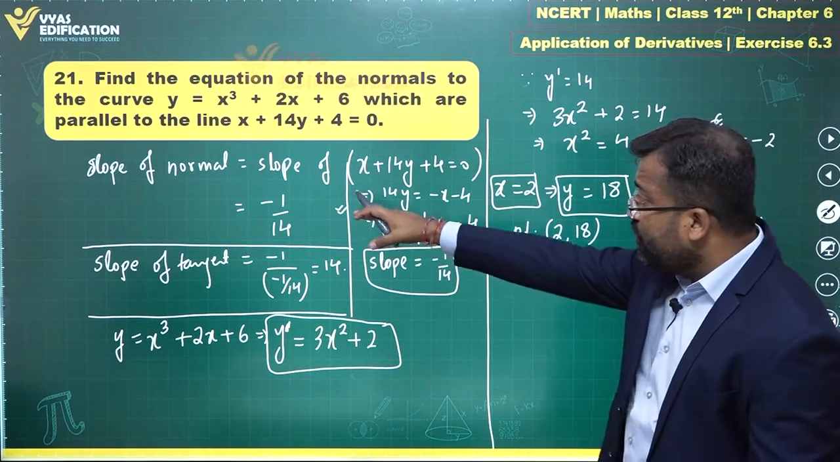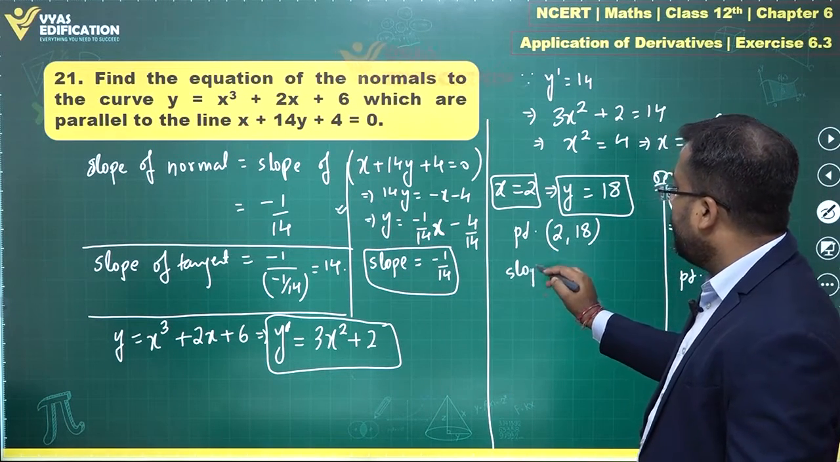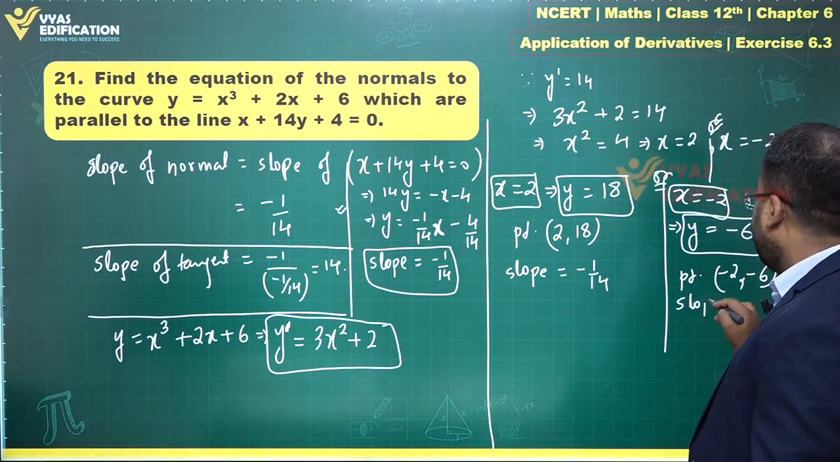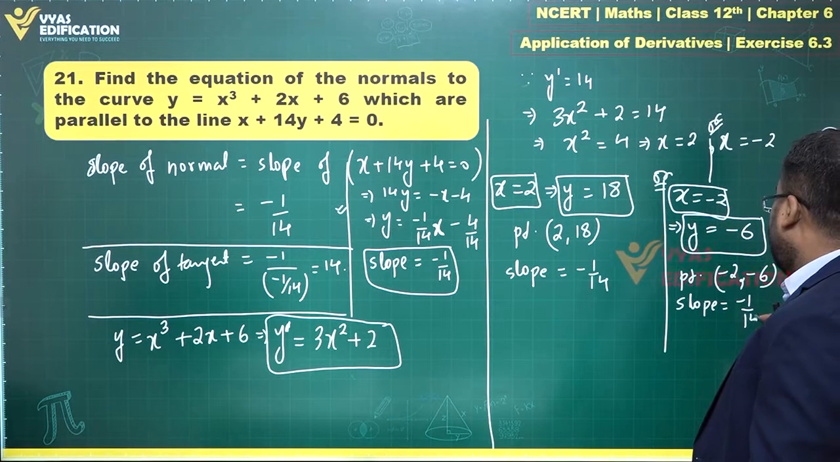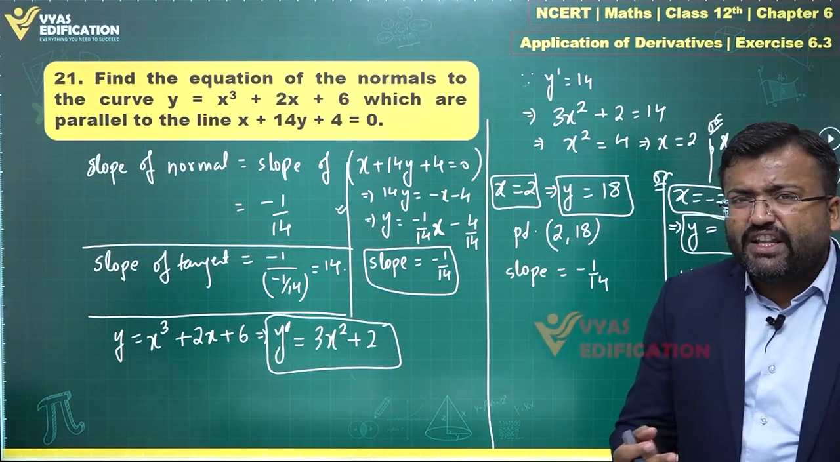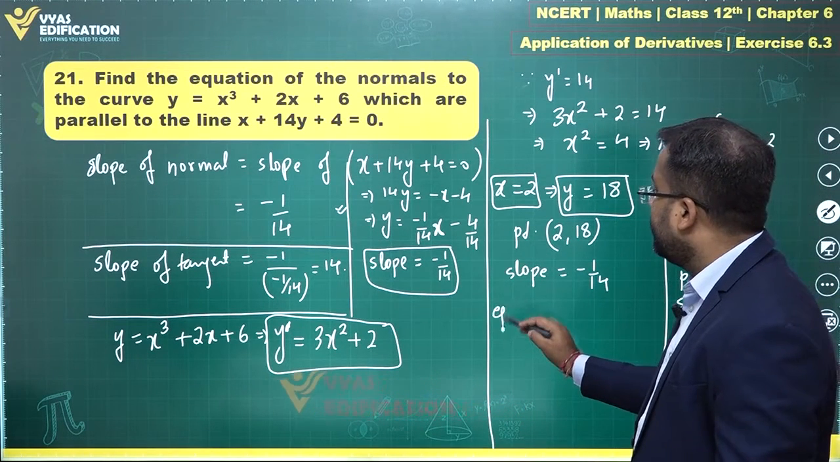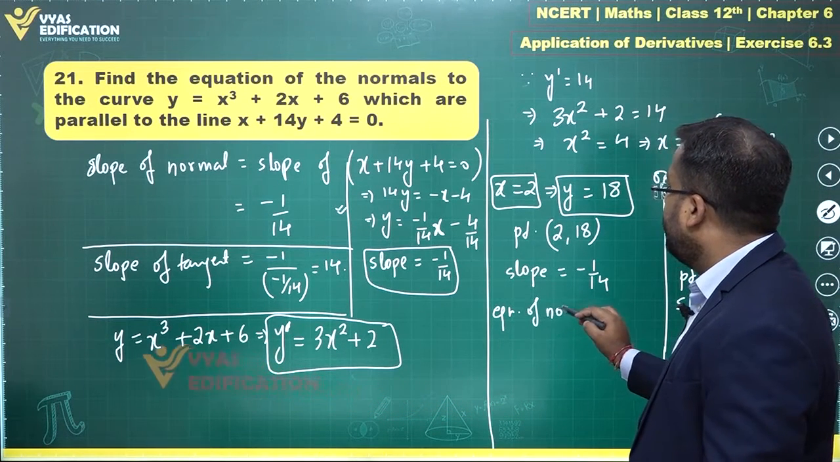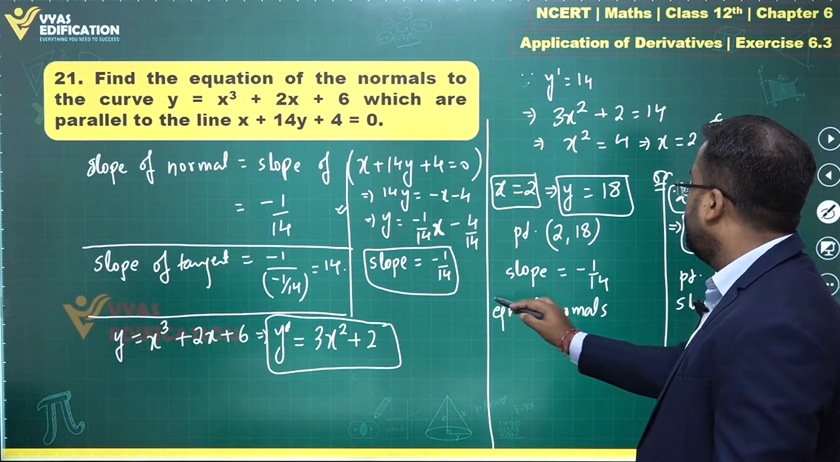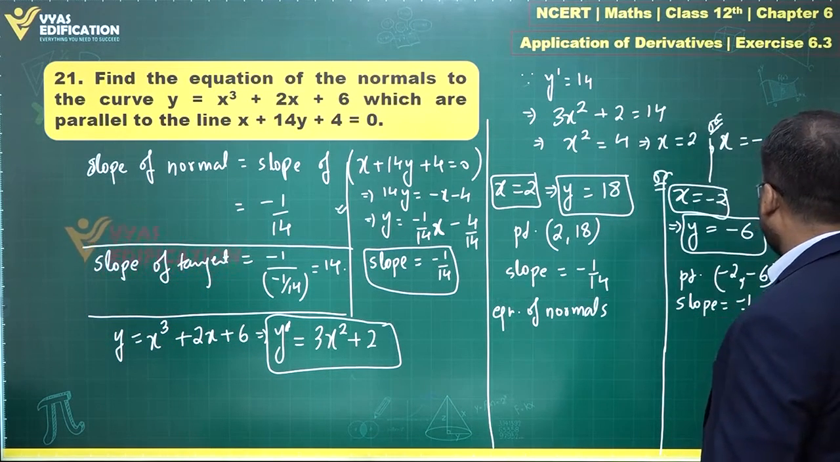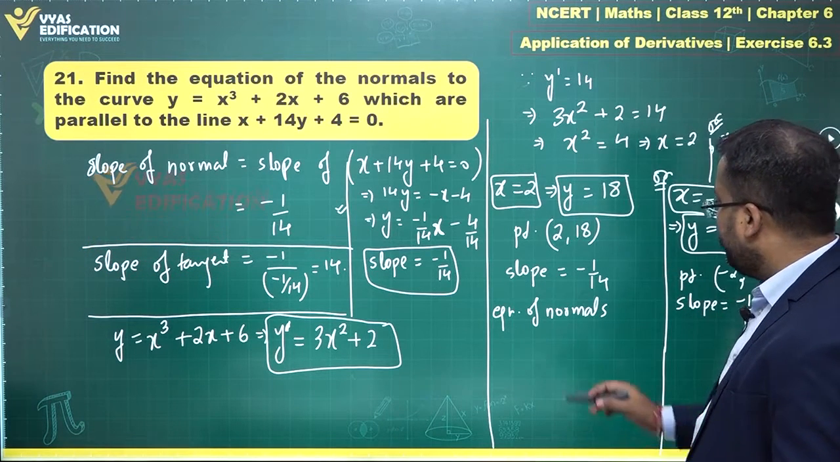The other information is the slope. Slope of normal is minus 1 by 14, and the same slope here as well. With the help of these two ideas, can you find the equations of normal? Yes, equation of normals. With the help of this idea, I can easily get the equations of normals.